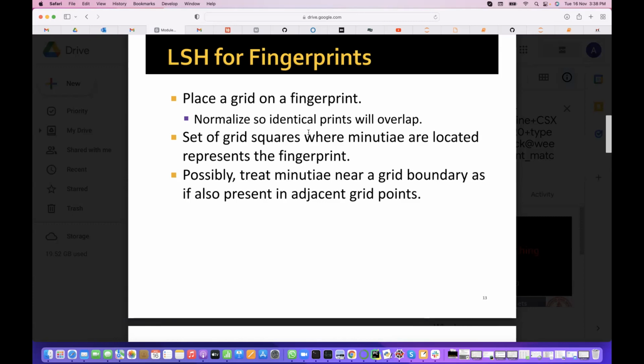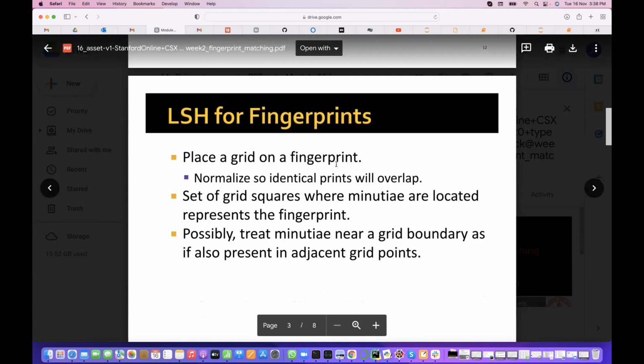Then normalize so identical prints will overlap. The set of grid squares where minutiae are located represents the fingerprint. So you'll get some values for each point. Point means on a grid, you'll get a point, 0 or 1s, most naturally. 0 means there is some line joining. He says that ridge ends or ridges come together.